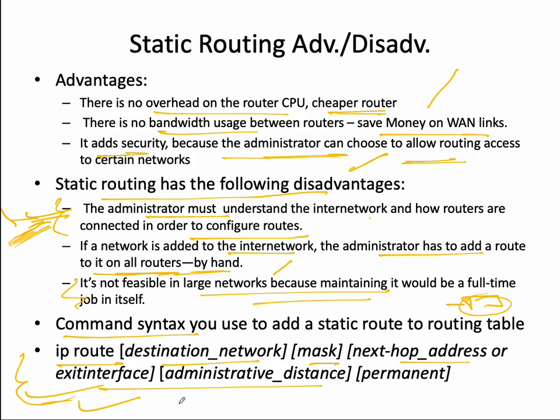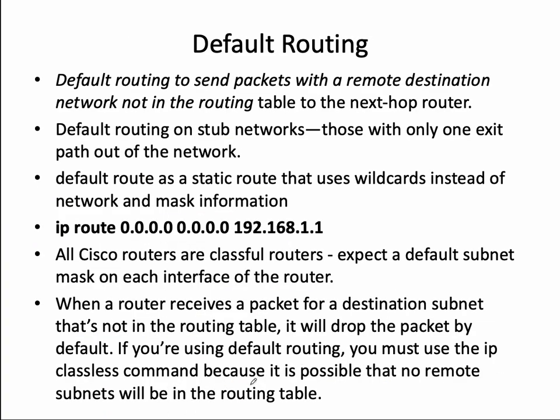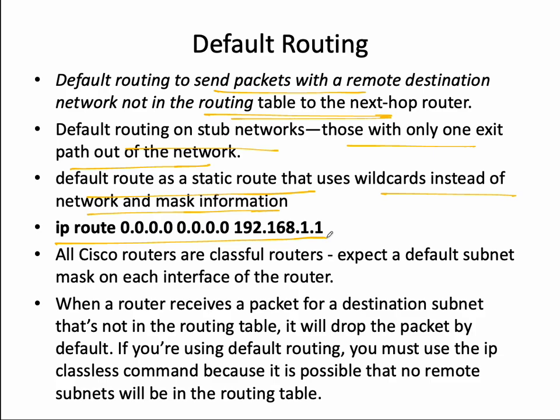We'll configure all the interfaces and test how it works. So default routing, what is default routing? Default routing is used to send packets with a remote destination network not in the routing table to the next hop router. And default routing is used on subnetworks, those with only one exit path out of the network. A default route is a static route that uses a wildcard instead of the network and mask information. So this is the default route.